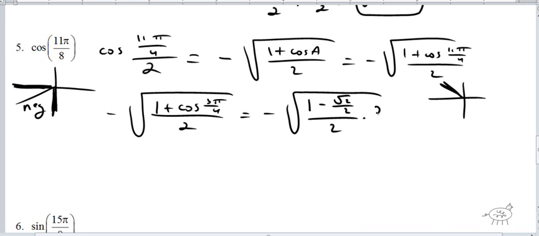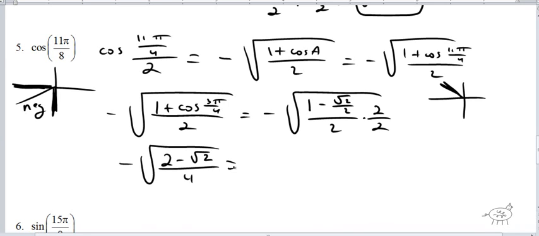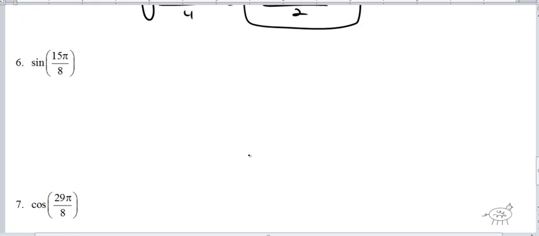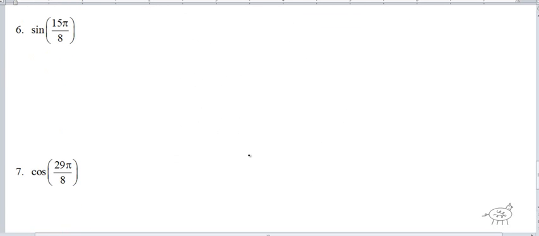Okay, get rid of the complex fraction, so multiply 2 over 2, and I get negative square root of 2 minus root 2 over 4, and then I can again pull that bottom out, which gives me negative root 2 minus root 2 over 2. Whew! Okay, that's your answer for that one. Okay, 6 is sine of 15 pi over 8. So that's the same thing as sine of 15 pi over 4 over 2.